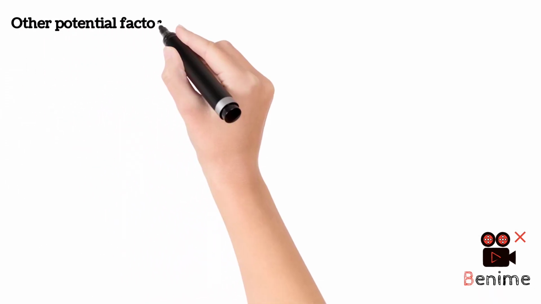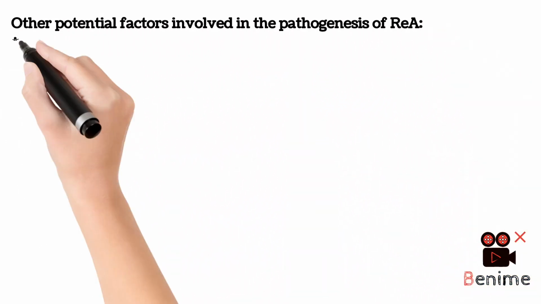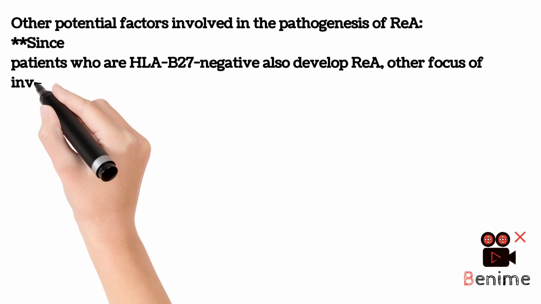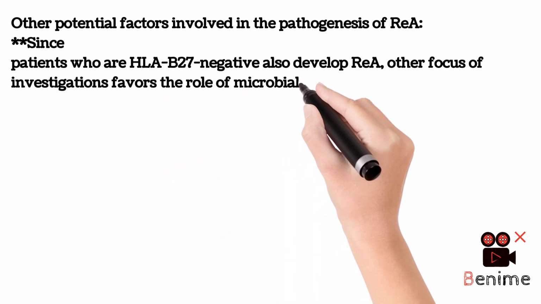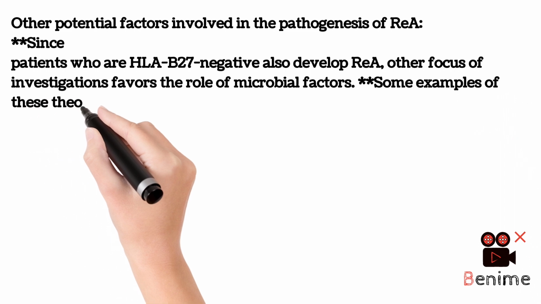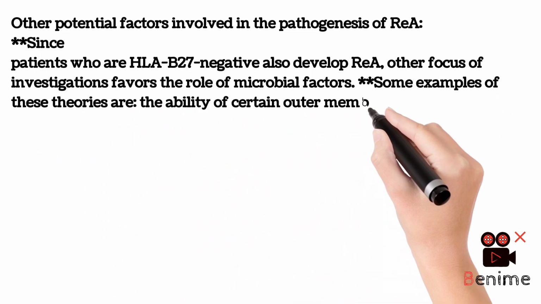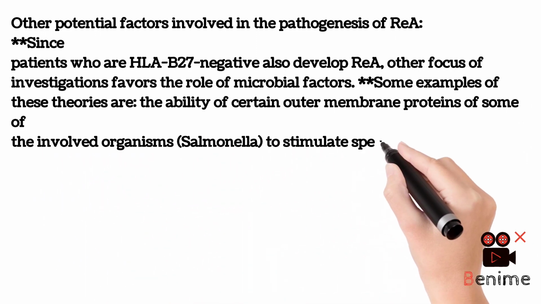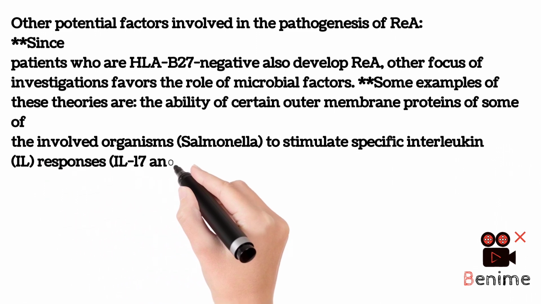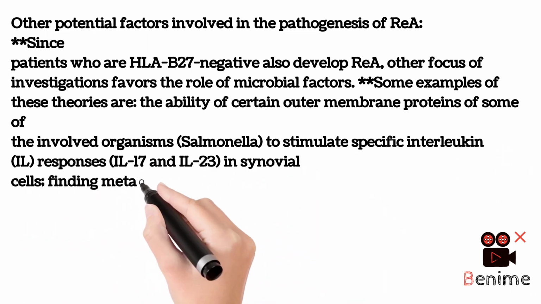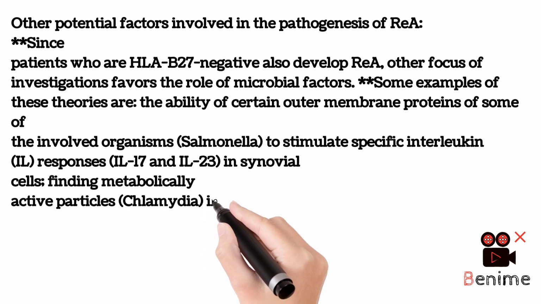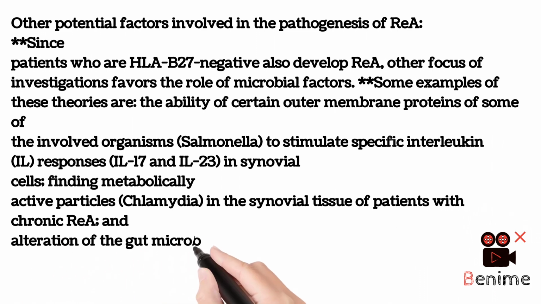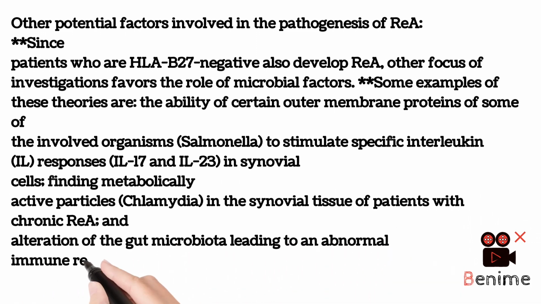Other potential factors involved in the pathogenesis of reactive arthritis. Since patients who are HLA-B27 negative also develop reactive arthritis, other investigations favor the role of microbial factors. Some examples of these theories are the ability of certain outer membrane proteins of some of the involved organisms, Salmonella, to stimulate specific interleukin, IL, responses, IL-17 and IL-23, in synovial cells, finding metabolically active particles, chlamydia, in the synovial tissue of patients with chronic reactive arthritis, and alteration of the gut microbiota leading to an abnormal immune response.